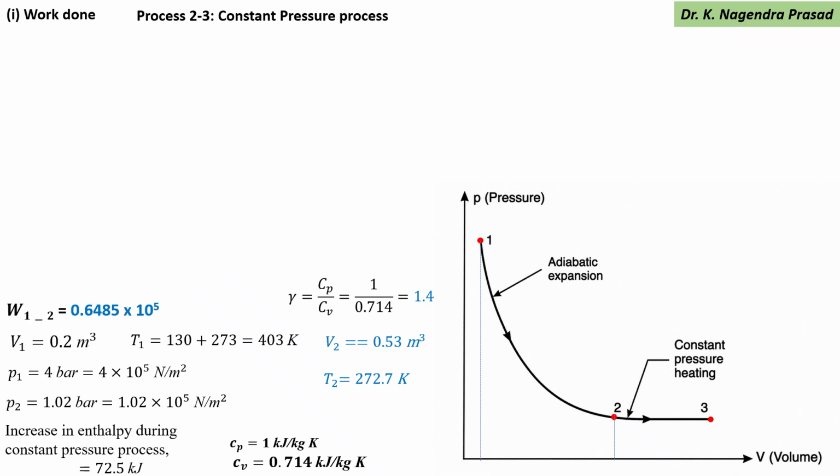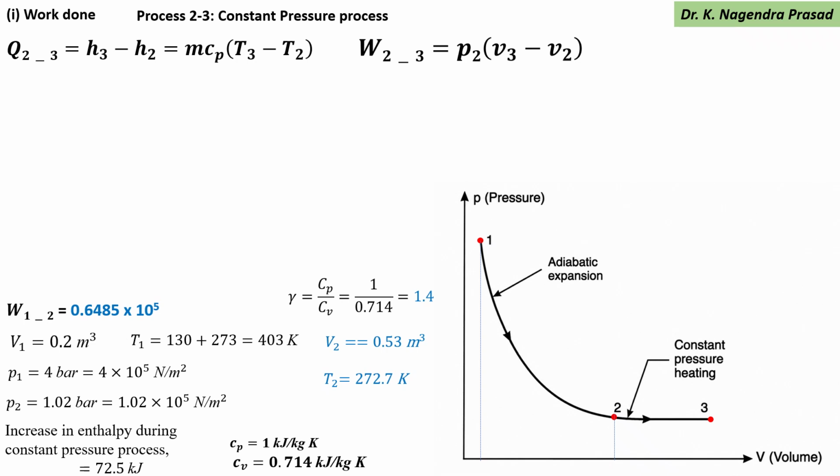So we determine the work done in the process 1-2-2. Okay, next we have to look at the process 2-2-3, which is the constant pressure process. And we know in the constant pressure process, heat transfer is equal to the change in enthalpy, that is mCp delta T, which is equal to mCp (T3 minus T2).